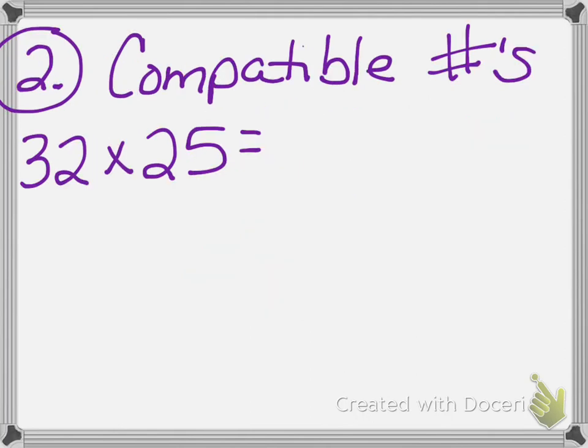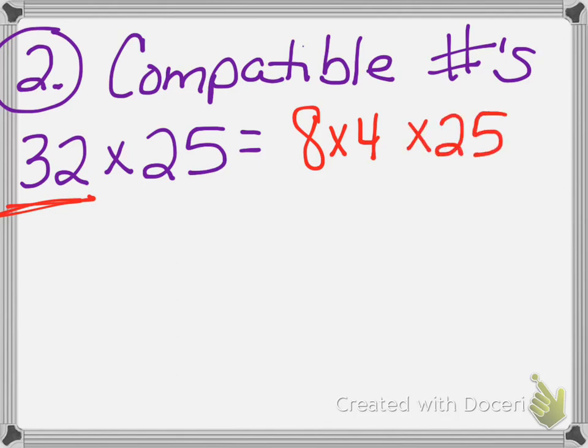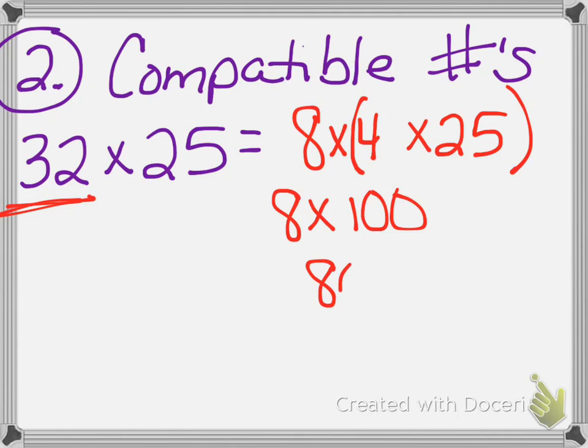Your next method would be compatible numbers, using numbers that make sense to you. So for this example, I'm going to distribute or break apart 32 into a factor that I can work more easily with. So I'm going to do 8 times 4, which takes care of my 32, and then I'll multiply times 25. Now, this takes us back to working with compatible numbers, or numbers that make sense to us. I know that 25 times 4 is 100, so I'll do 8 times 100, and that gets me my final answer of 800. So breaking apart numbers into factors, smaller numbers that make sense to you, and then multiplying.